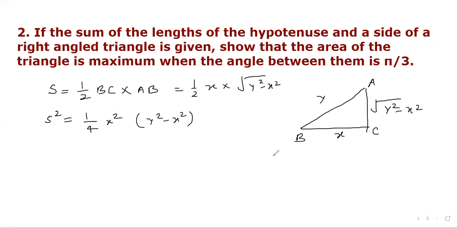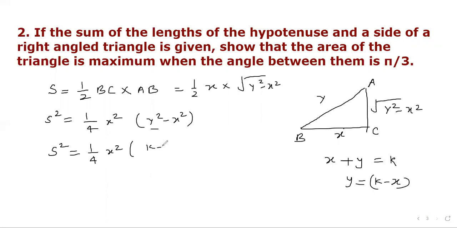And in our question, we are given x plus y as a constant. Here length of hypotenuse and a side of right triangle is given. Given means their sum is constant. So y will be equal to k minus x. So we can put this value here. So we get S square equal to 1 by 4 x square, and this will become k minus x whole square minus x square. And suppose this is S dash.